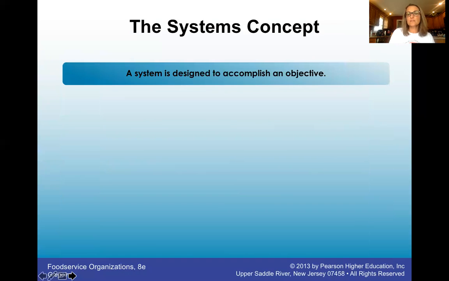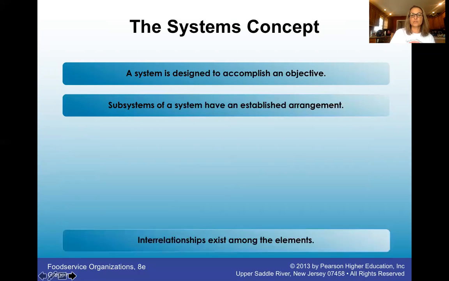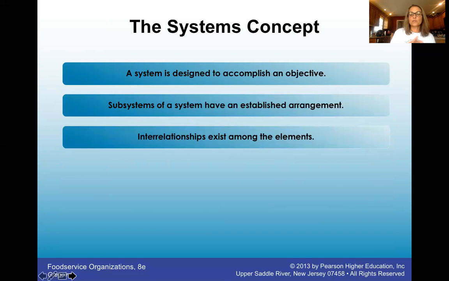All right, when we think about the system concept, a system is designed to accomplish an objective. And most of the time in our food service systems, that's to accomplish serving food to our patrons, whether that be patients or visitors in the cafeteria or at a restaurant or something like that. So within that system, there's subsystems of the system that we have created to help us accomplish that goal. And there's a relationship that exists among them.